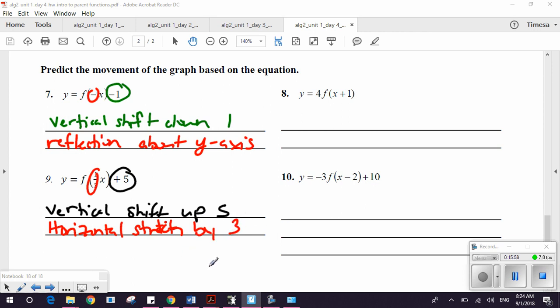We did a vertical stretch by 3. The 3 was outside, literally outside in front, telling you to multiply by 3. But this one, you got to do the opposite of 1/3, which is multiply by 3. And that's a horizontal, since it's inside, it's horizontal, and it's a stretch by 3.